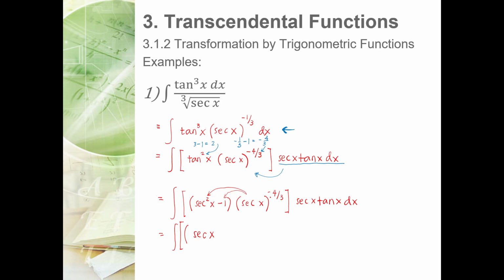So 2 minus 4/3, so this will be 2/3. So I hope you know how to subtract or add fractions. And then minus the next term, which is just times 1. So we have to replicate the same term, secant x to the power of negative 4/3, and then secant x tangent x dx.